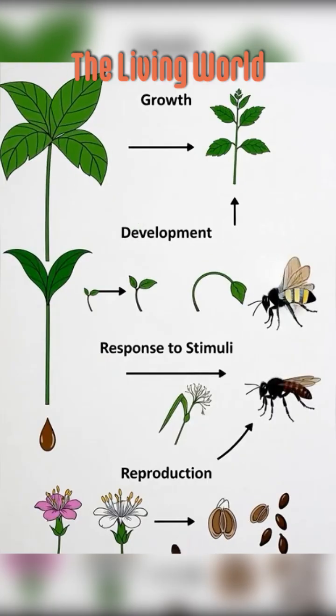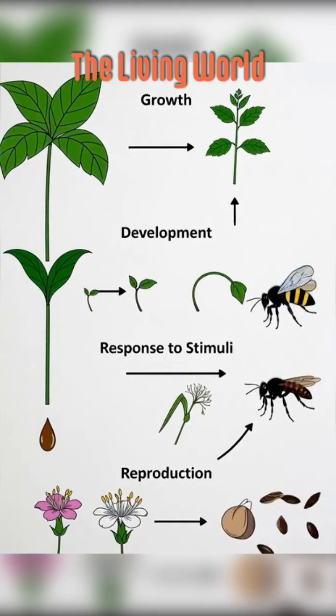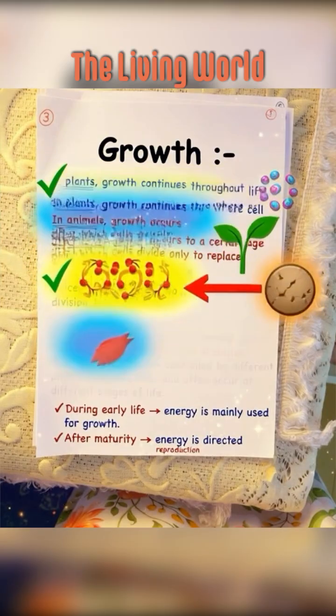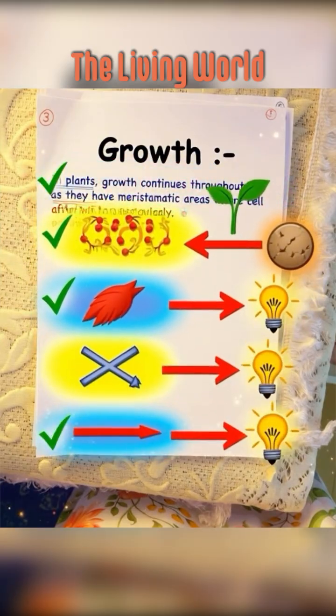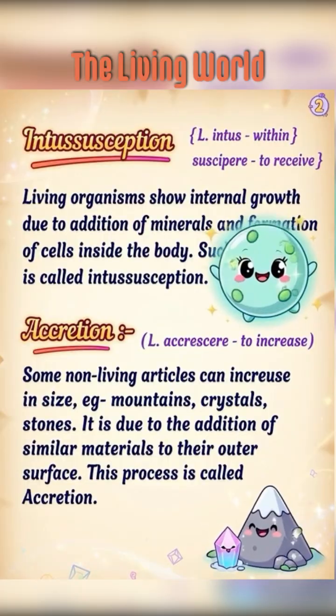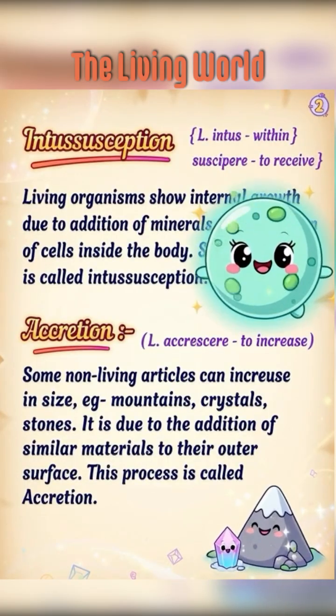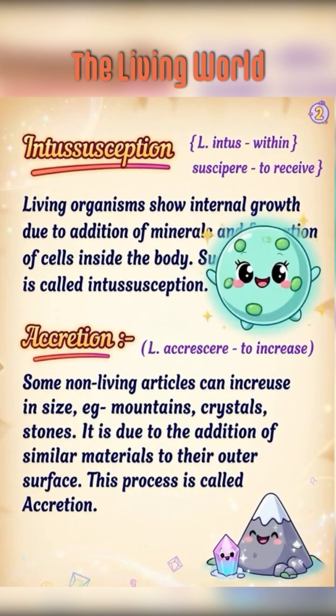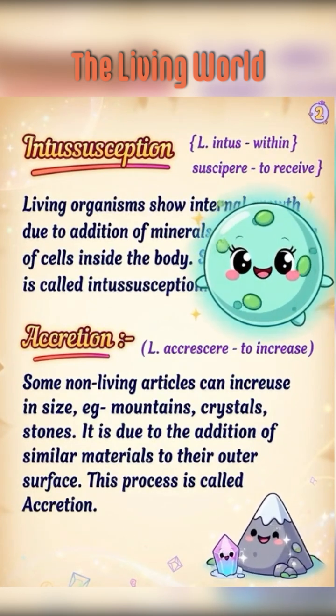The third characteristic of the living is growth. It is the irreversible increase in the mass of the individual. A multicellular organism increases its mass by cell division, whereas in plants, growth continues throughout the life cycle, as they have meristematic areas where cell division occurs regularly. But in animals, growth occurs up to a certain age. The growth and reproduction can occur together.